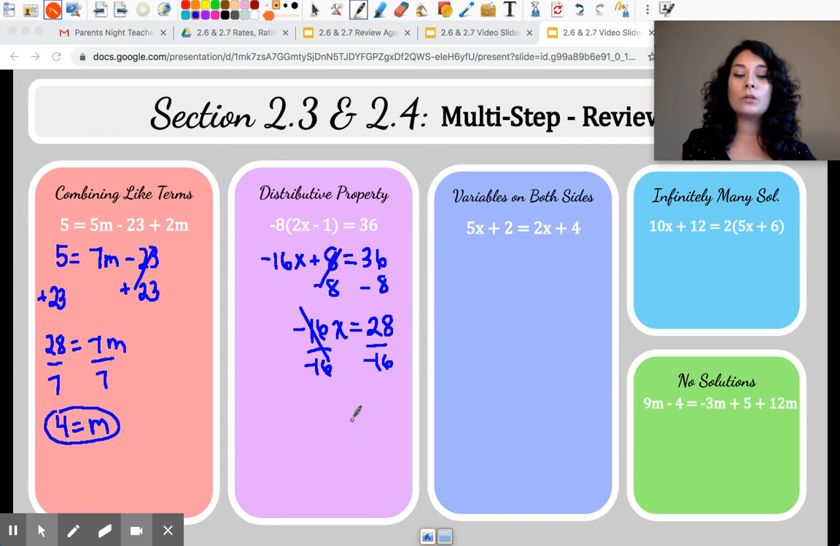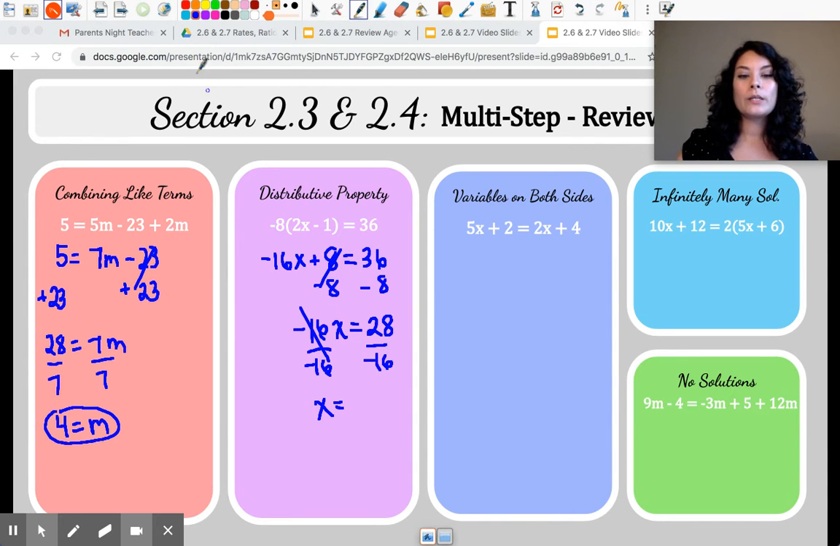Now 16 won't go into 28 evenly. Just because I started off with integers doesn't mean my answer is going to be an integer. Remember, all types of numbers are fair game here, whether they be fractions or decimals. Instead of going through all the hassle of doing long division and making this a decimal, I'm just going to leave it as a fraction and just reduce it as much as possible.